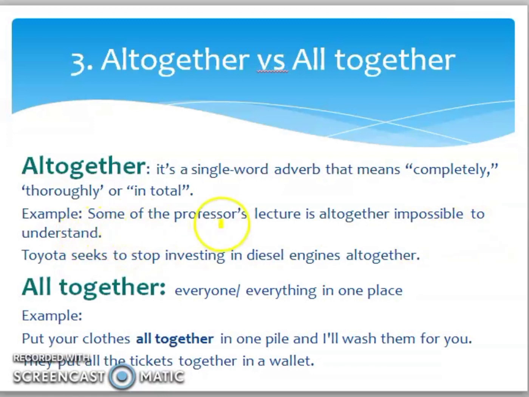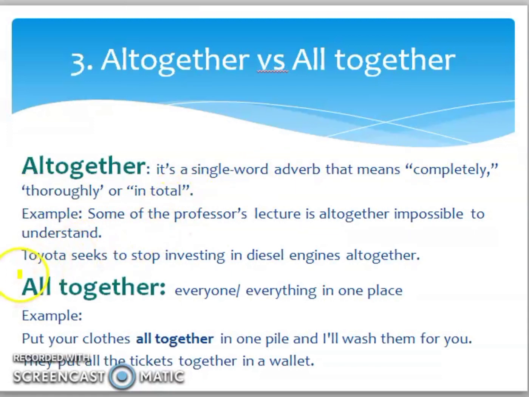Let me make the correction. Yes, there is a correction. I guess I read it wrong. Let me read it again. Some of the professor's lecture is altogether impossible to understand. Now, altogether means thoroughly, completely, in total.